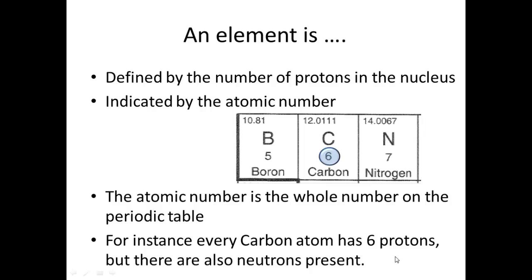So we look at nitrogen. Every nitrogen atom has 7 protons. Every boron atom has 5 protons. Okay? That's what defines the element. Every atom with 5 protons is boron. Every atom with 6 protons is carbon. And every atom with 7 protons has to be nitrogen. It's what defines the atom.